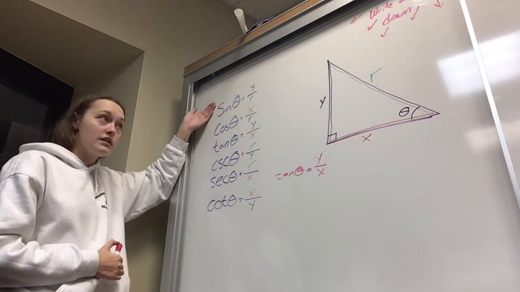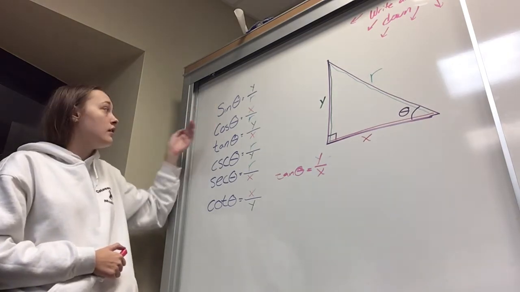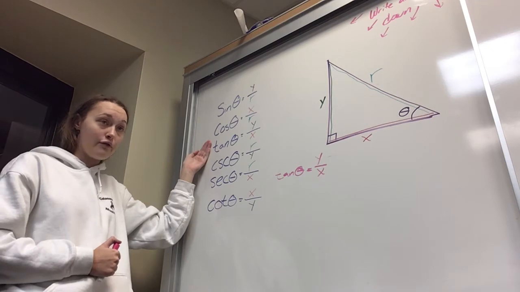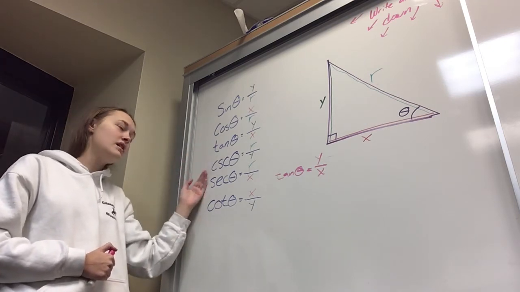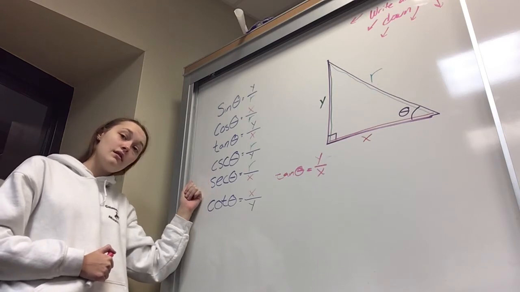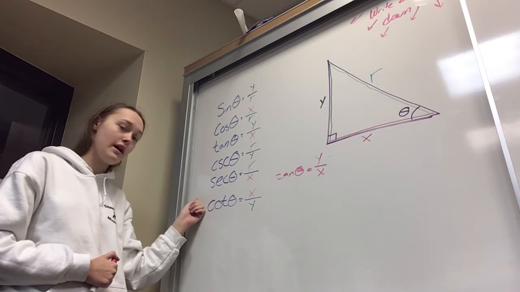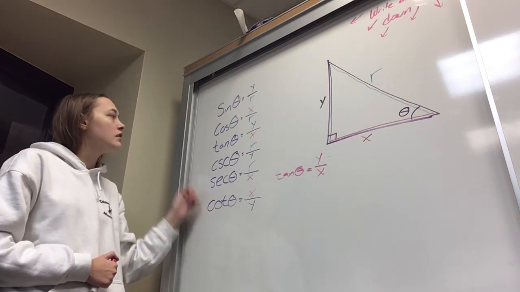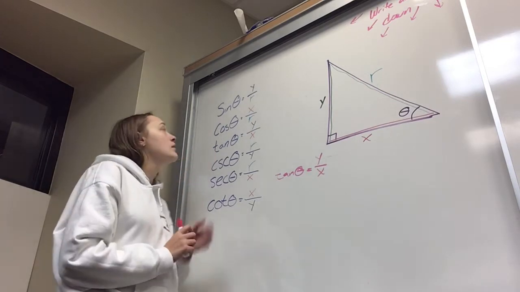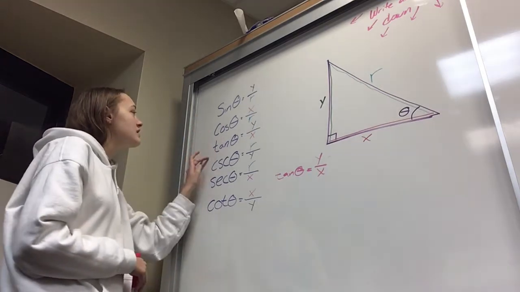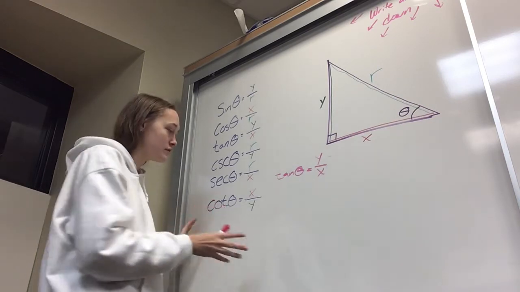Sine of theta is y over r, cosine of theta is x over r, tangent of theta is y over x, cosecant of theta is r over y, secant of theta is r over x, and cotangent of theta is x over y. So they're all pretty similar. They all use just those 3. You mostly use sine, cosine, and tangent, and that's pretty much those.